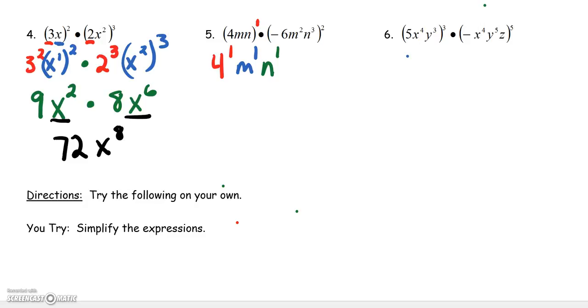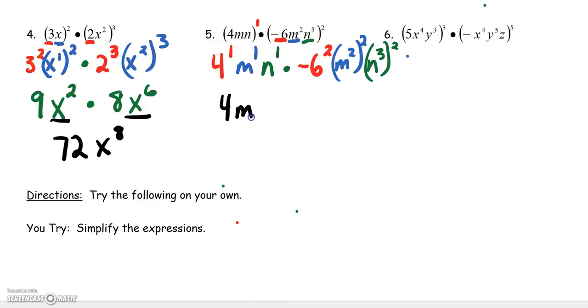Let's do it again for the second piece. We have negative 6 to the 2nd power, m squared to the 2nd power, and finally n cubed to the 2nd power. We'll simplify as best we can. 4 to the 1st, of course, is 4. M to the 1st is m, and n to the 1st is n as well.